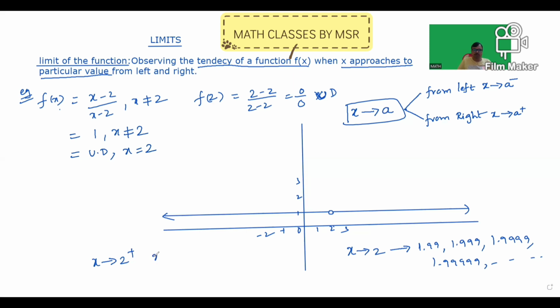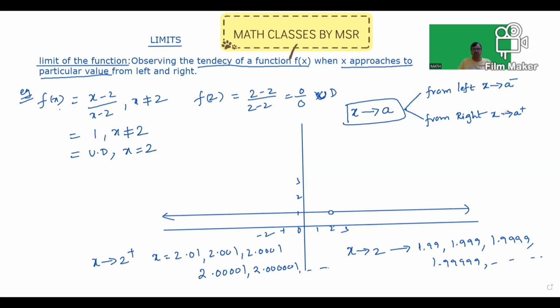Suppose the values 2.01, 2.001, 2.0001, or very near to 2. All the set of values we consider in x tends to a plus.